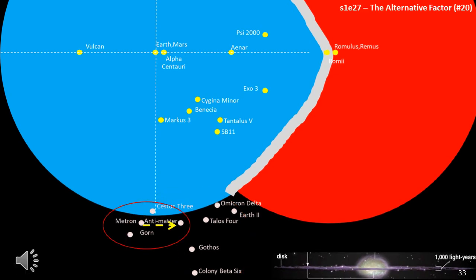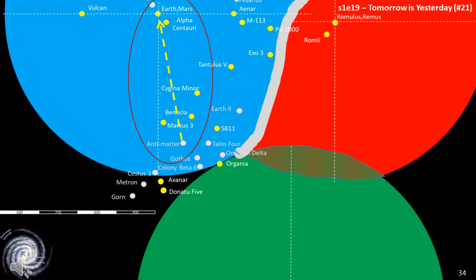In The Alternative Factor, the Enterprise comes across a dead world which once housed a civilization that could travel between different universes, and possibly time as well. We now flip back to a top-down view.